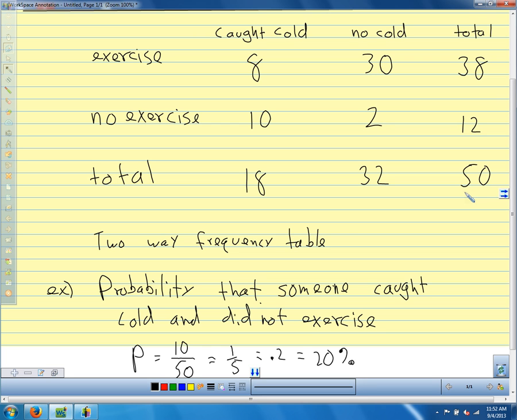Well, now we're going to look at a different kind of probability. We're going to look at the probability just in a certain category. And we call that kind of probability a conditional probability. So this is our two-way frequency table. We can find the probability for one piece of a category. Now we're going to talk about the probability inside a specific category.